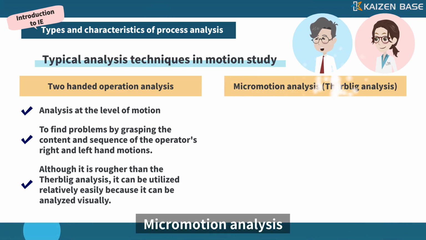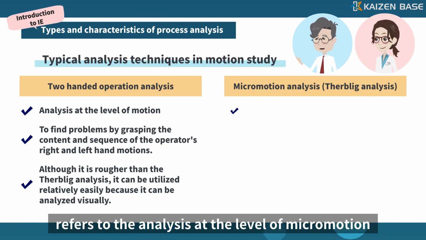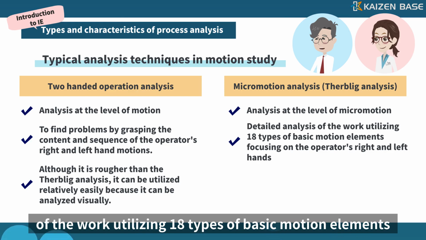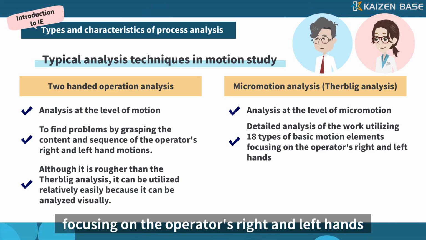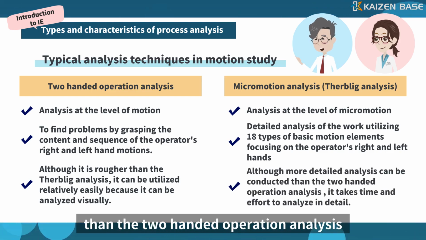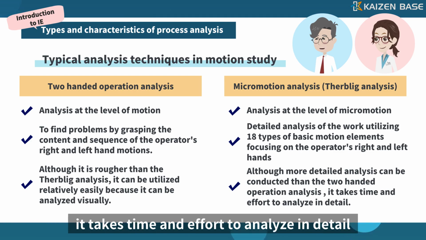visually. Micromotion analysis refers to the analysis at the level of micromotion. It is detailed analysis of the work utilizing 18 types of basic motion elements focusing on the operator's right and left hands, although more detailed analysis can be conducted than the two-handed operation analysis. It takes time and effort to analyze in detail.